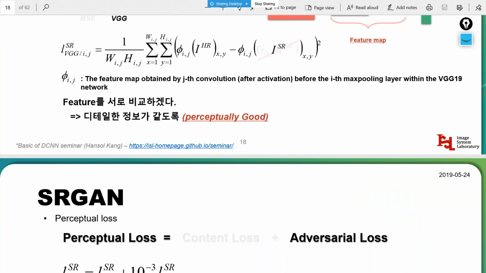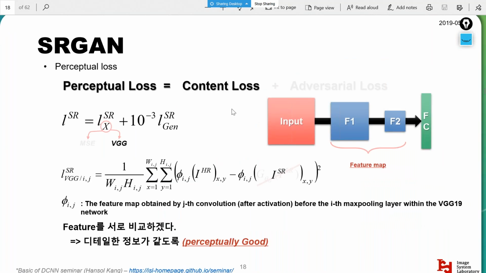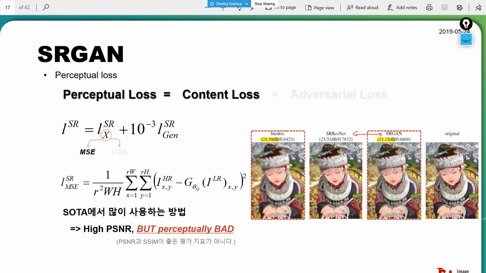I want to add one point here. If you see this carefully, this is y minus y dash square, which is mean square error. This is the real high resolution image minus the image generated from the low resolution. It is y minus y dash square divided by the total number of samples. The r square here is because there is a scaling factor r. So this is basically the mean square error formula.